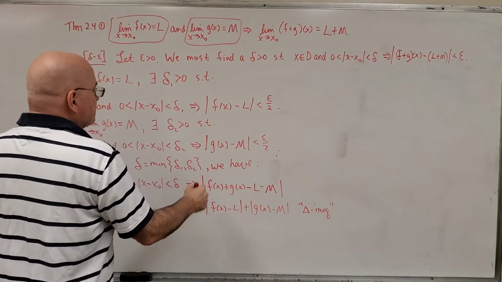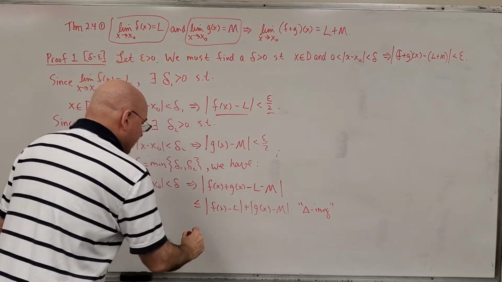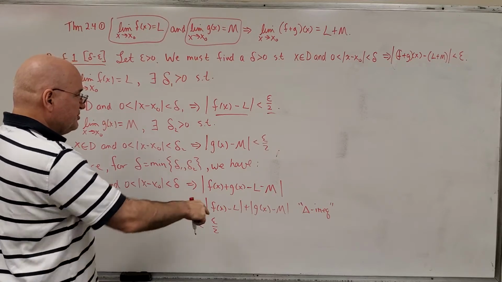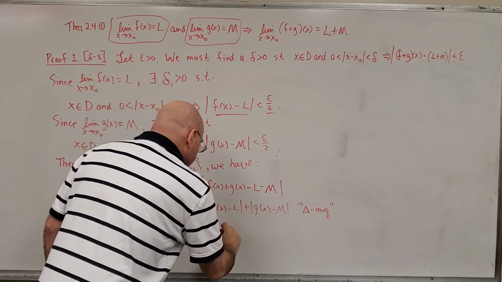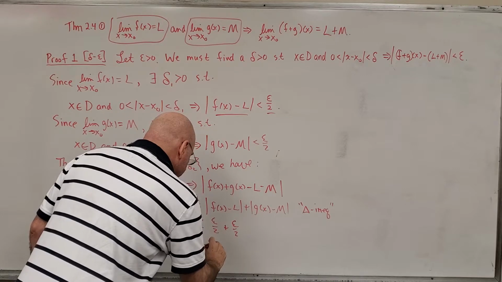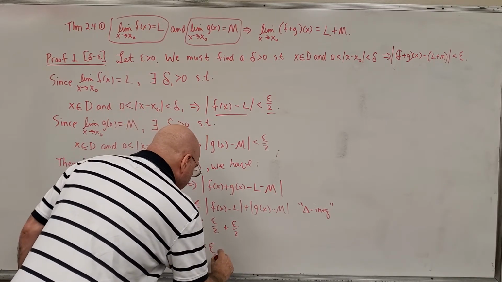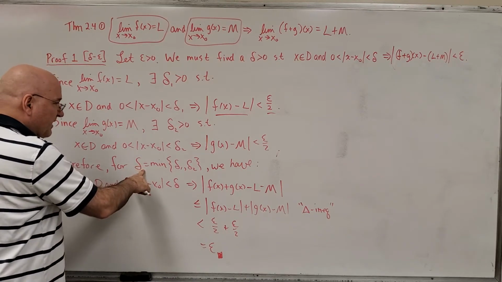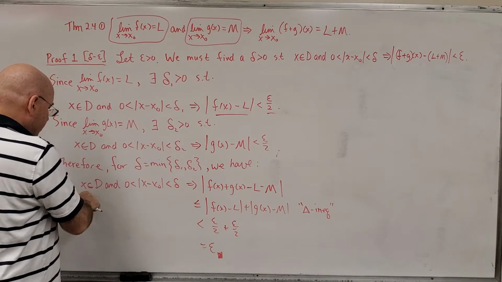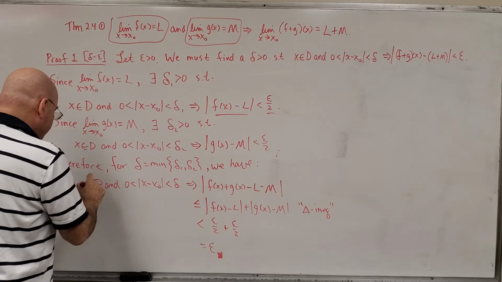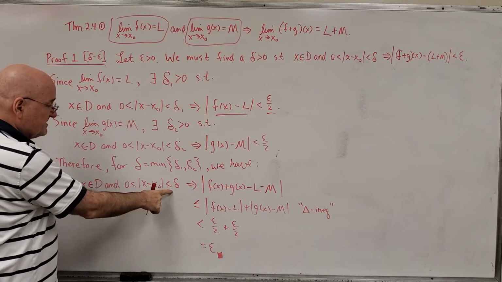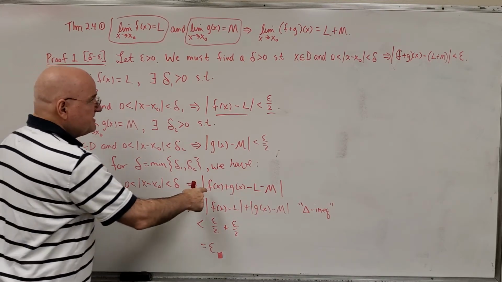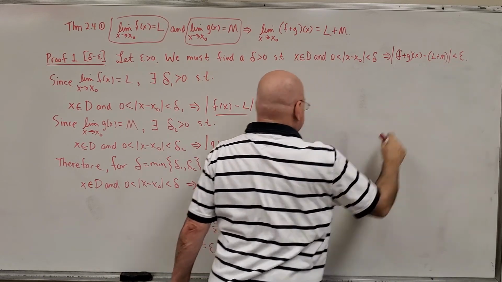Well, because all of that's true, I know f of x minus L is less than epsilon over 2, sorry, epsilon over 2, not 1 over 2. And g of x minus M is less than epsilon over 2, and that's equal to epsilon. And that's all we had to show to complete the proof. We found the delta such that if x is in the domain, capital D, and x is within delta of x naught, we see that this is true right here.